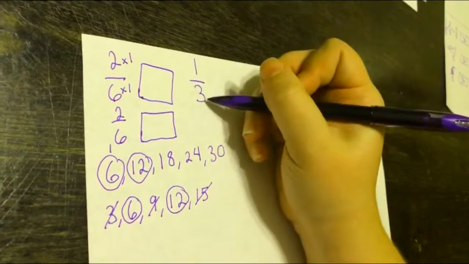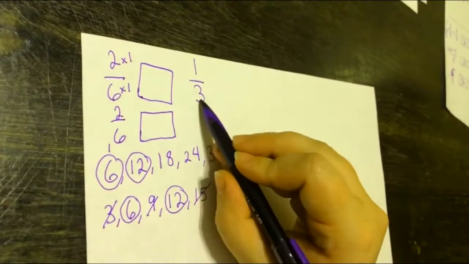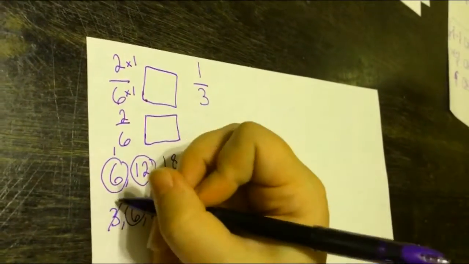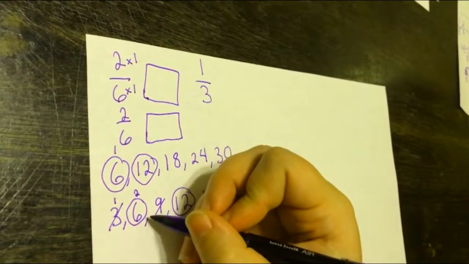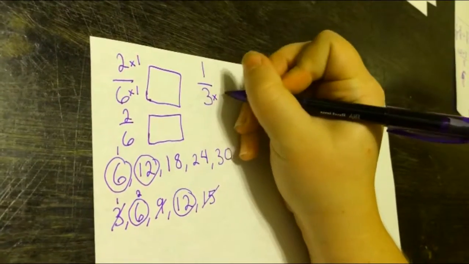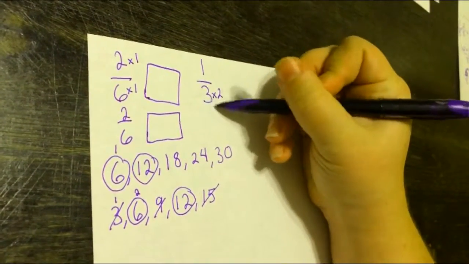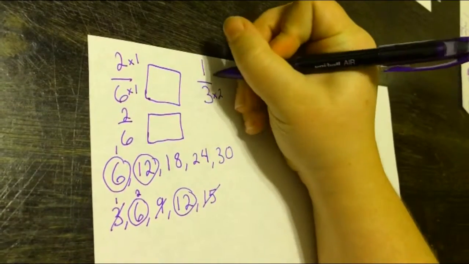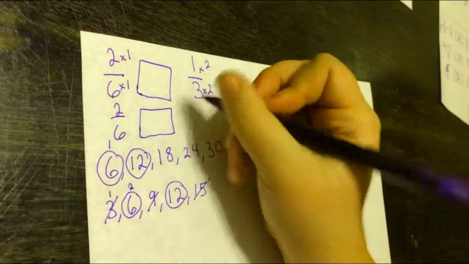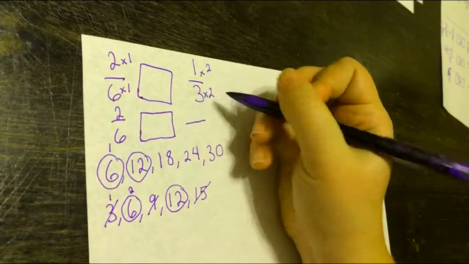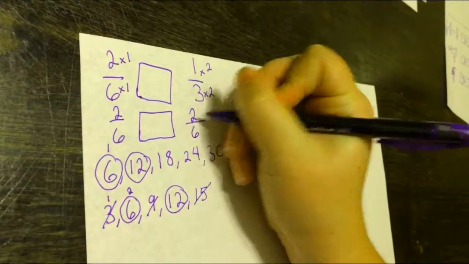My next problem, I have 1/3. I'm going to look at my 3s and figure out what do I need to do to 3 to get it up to 6. This is my first multiple. This is my second multiple. And that's what gets me to 6. So 3 times 2 for the denominator. And whatever I multiply the denominator by, I also need to multiply the numerator by, which is 1 times 2. So my new fraction, 3 times 2 is 6, and 1 times 2 is 2.